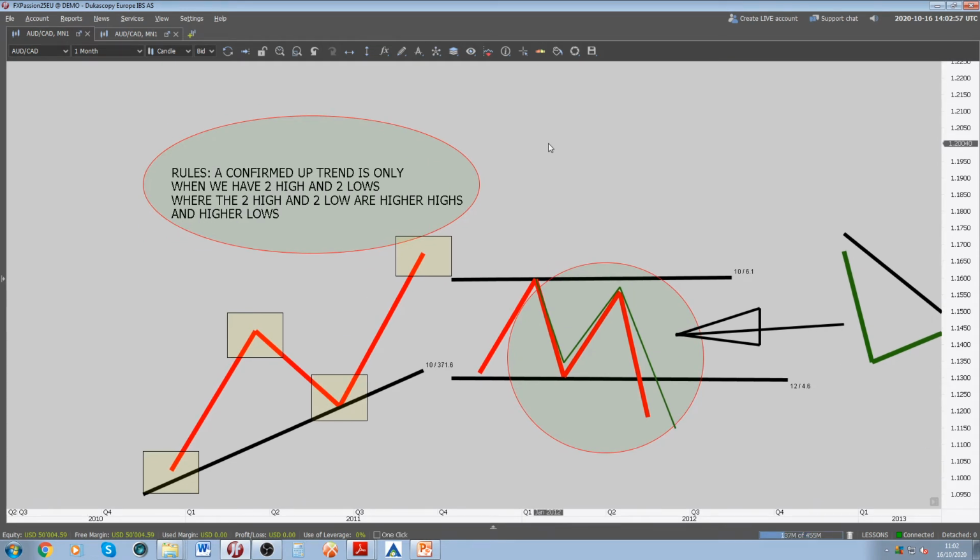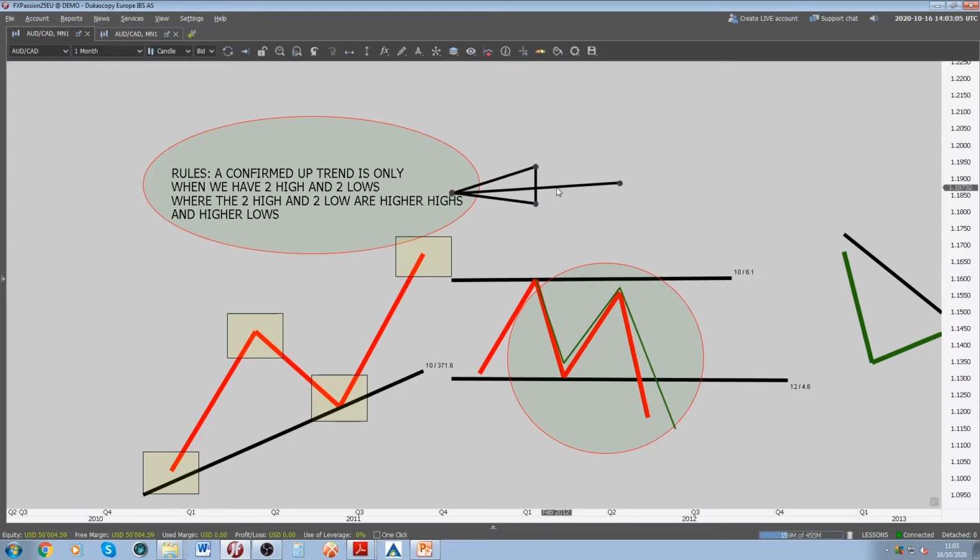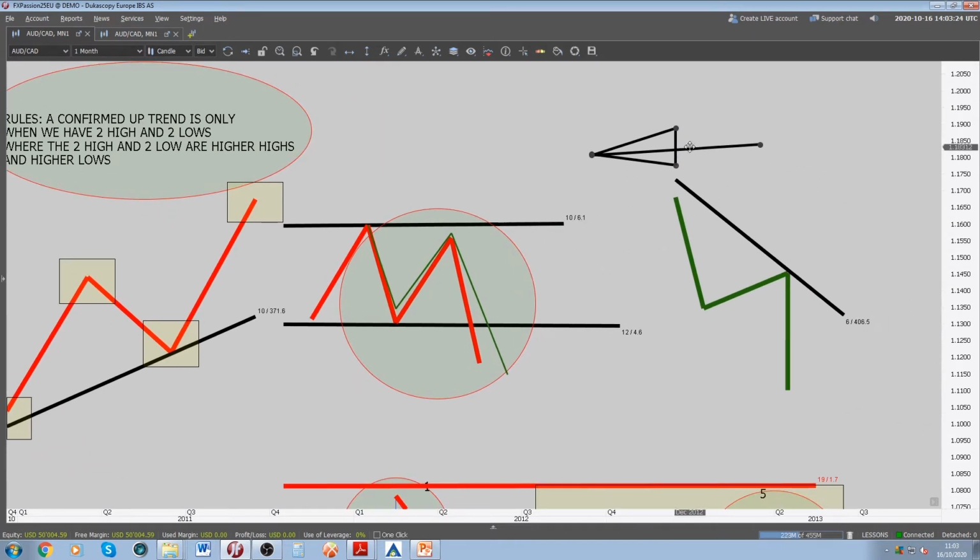Today is the third lesson, and just to remember from yesterday, everybody, this happened, right? A confirmed uptrend is only when we have two highs and two lows, where the second high and the second low are higher highs, higher lows. A confirmed downtrend, therefore, is where we have two lows and two highs, and the second low is a lower low and a lower high.